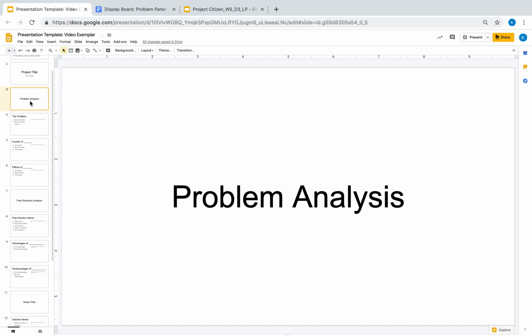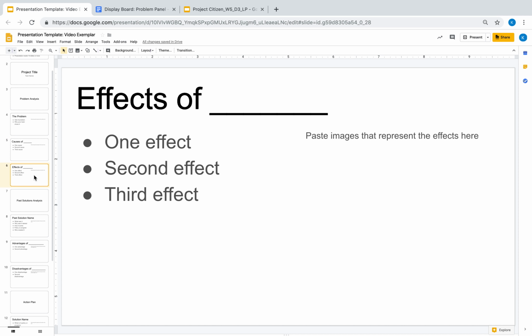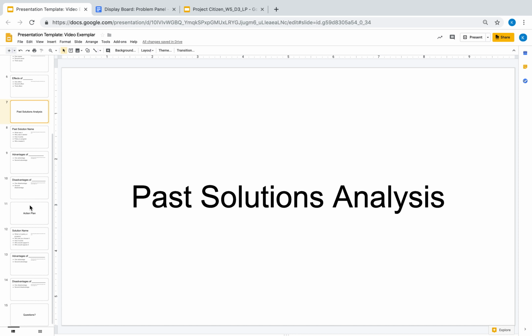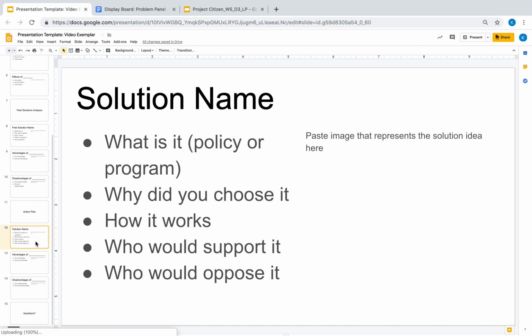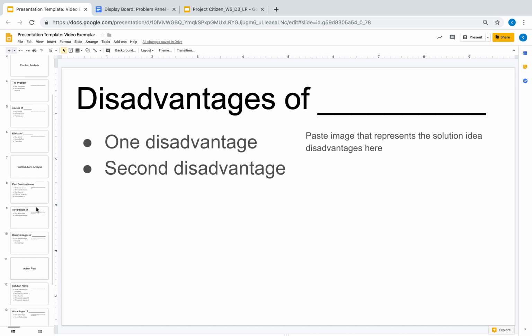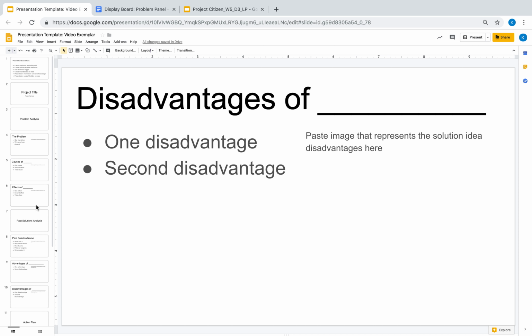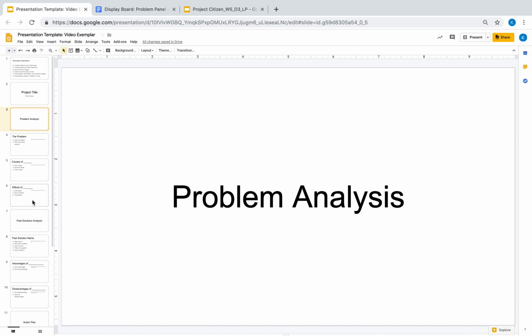So for example, section 1, problem analysis with 3 slides. Section 2, past solutions analysis, also 3 slides. And then the last section is the action plan with 3 slides. So each person in your group will be responsible for talking about one of those sections. So let's say that my group chose me to do the problem analysis section.